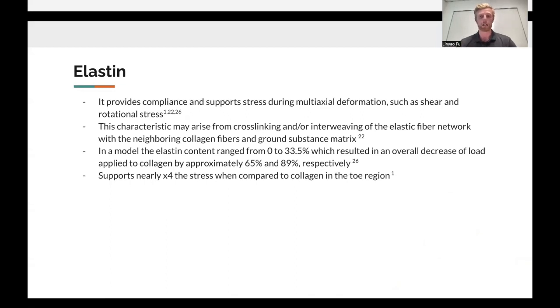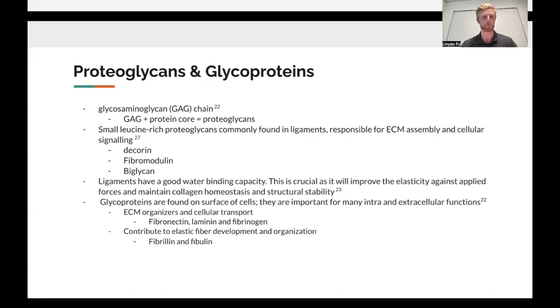In a simulation, there was a ligament that had an elastin content ranging between 0 and 33.5%, and a shear force was applied to it. The results showed an overall decrease in collagen load, about 65 and 89% respectively. In another study, they reported that elastin supports nearly 4 times the stress as compared to collagen within the toe region of the load relaxation curve. So this shows the important characteristics that elastin plays during load application to the ligament.